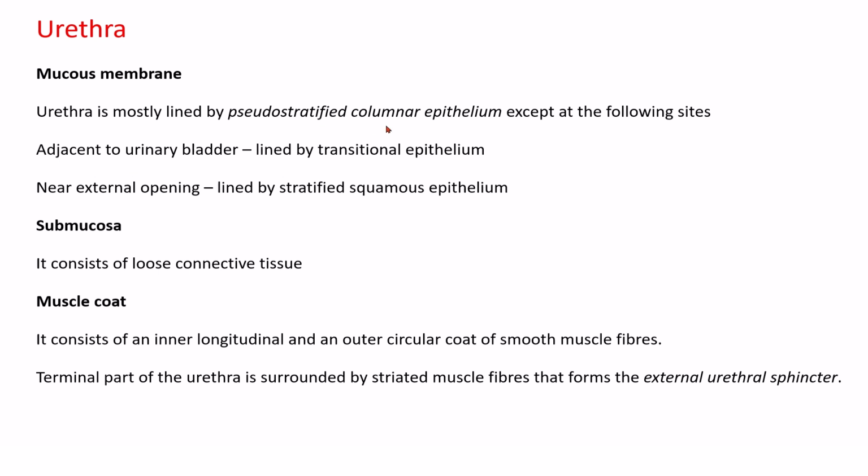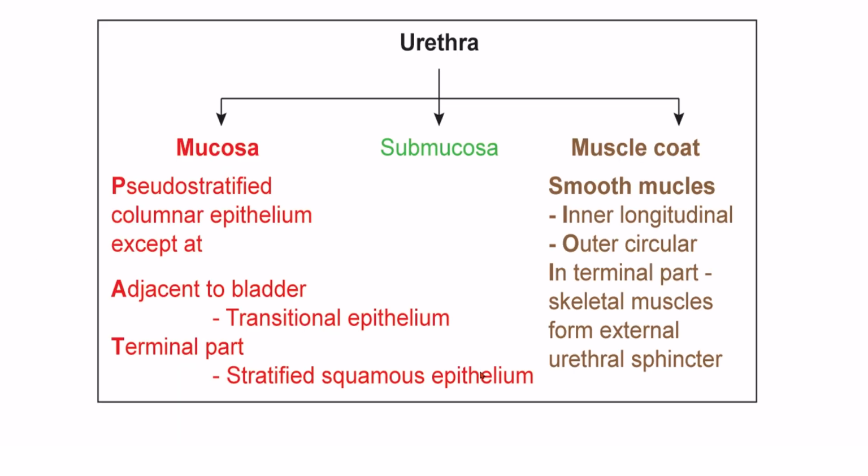The urethra is mostly lined by pseudostratified columnar epithelium except at the following sites: adjacent to the bladder, where it is lined by transitional epithelium, and near the external opening, where it is lined by stratified squamous epithelium. The submucosa consists of loose connective tissue. The muscle coat consists of an inner longitudinal and outer circular coat of smooth muscle fibers. The terminal part of the urethra is surrounded by striated muscle fibers that form the external urethral sphincter.